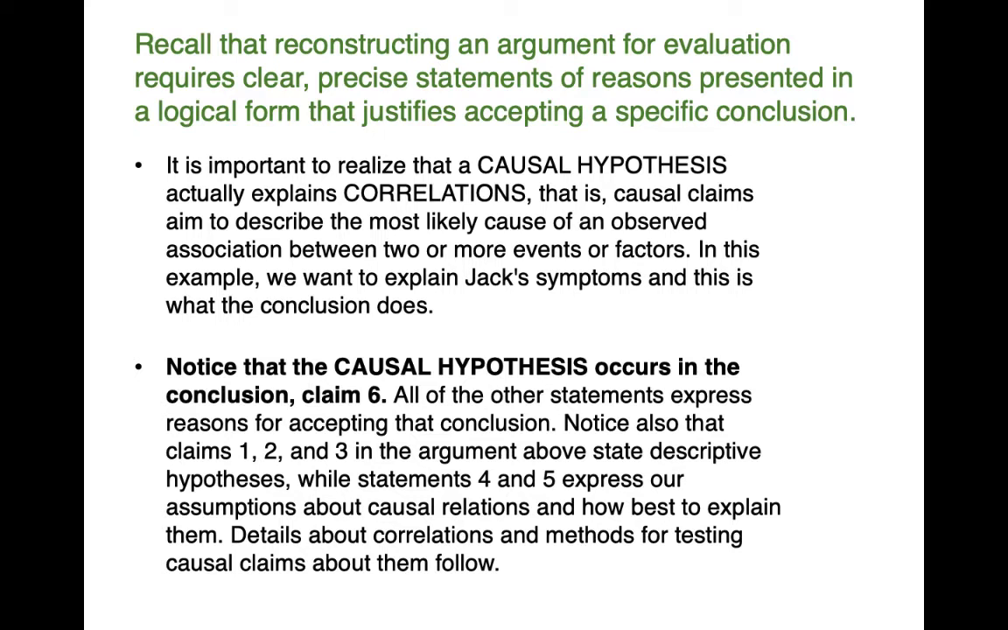Notice also that claims 1, 2, and 3 in the argument above state descriptive hypotheses. They describe what we observe. While statements 4 and 5 express our assumptions about causal relations and how best to explain them. These are sort of general principles. Details about correlations and methods for testing causal claims about them follow.